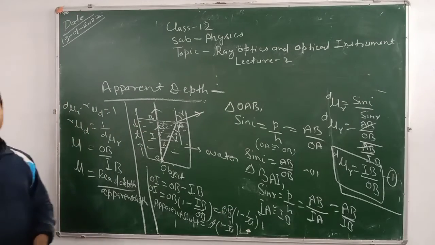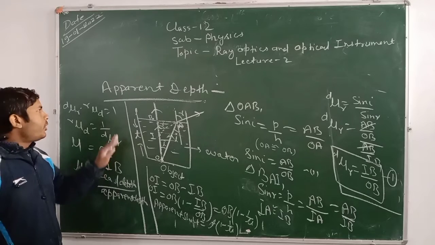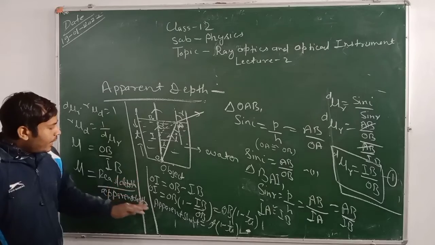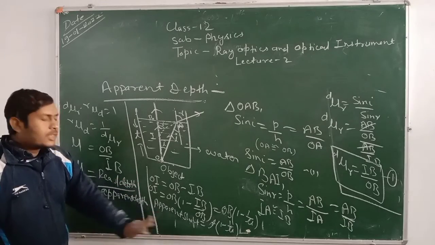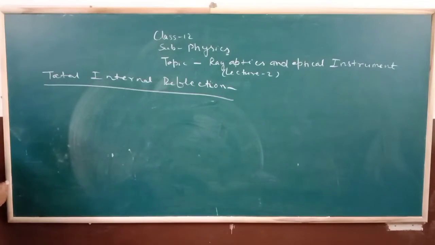Is it clear, my dear students? So this is the relation between apparent depth and real depth. Understand? And this is the formula for the apparent depth. Dear students, now we are going to see the total internal reflection.